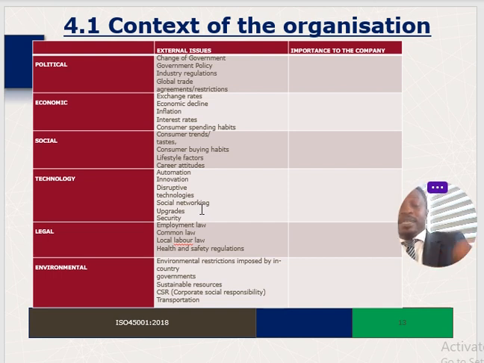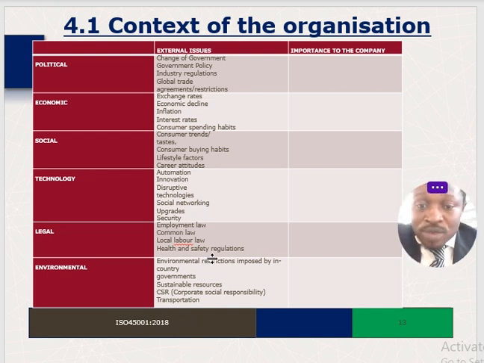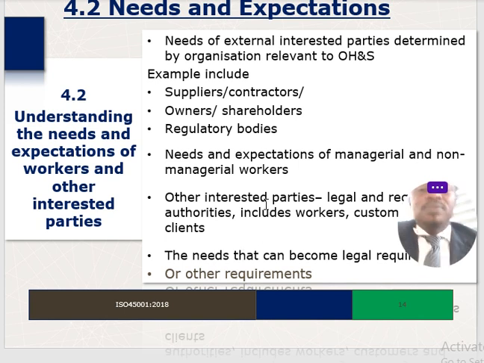This is just a template to show you, but in the context of the organization, these are what you are expected to come out with. So the 4.2, like I said earlier, talks about understanding the needs and expectations of workers and other interested parties. So workers are an interested party. Beyond workers, we have other interested parties.